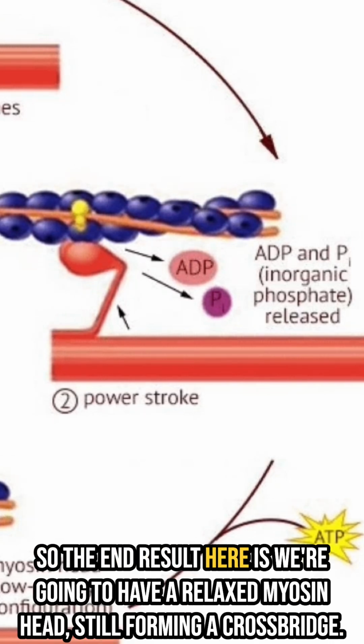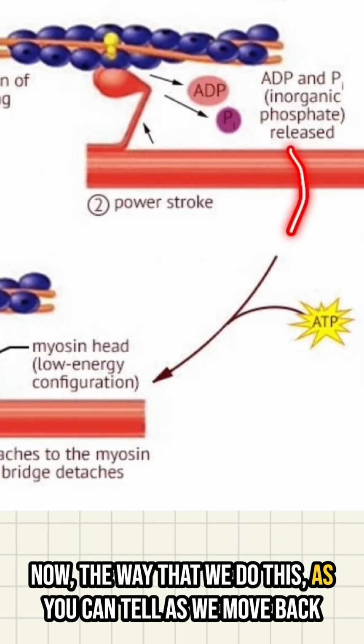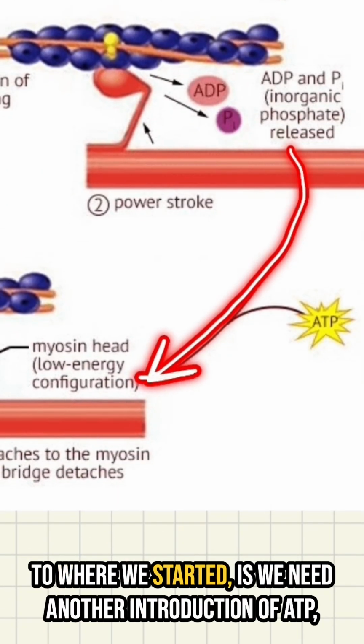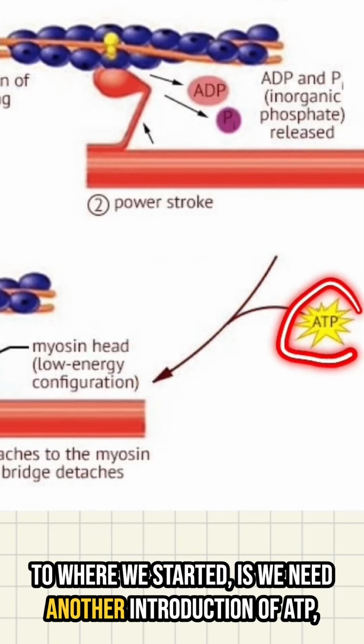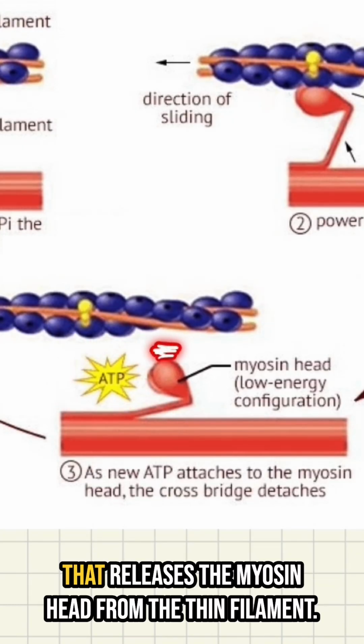So the end result here is we're going to have a relaxed myosin head still forming a cross bridge. And now what we need to do to continue the cycle is we have to break this cross bridge. Now, the way that we do this, as you can tell as we move back to where we started, is we need another introduction of ATP. And what happens when this ATP molecule binds to the myosin head? That releases the myosin head from the thin filament.